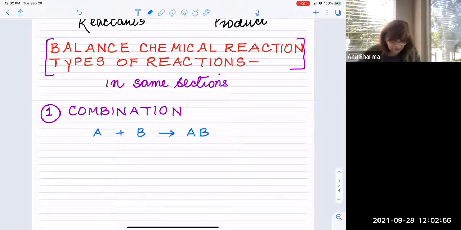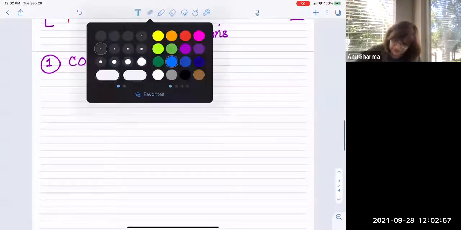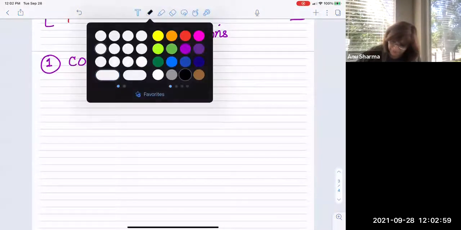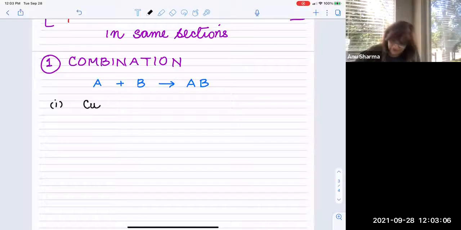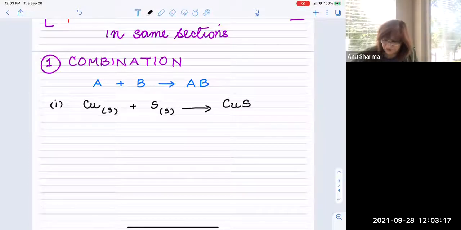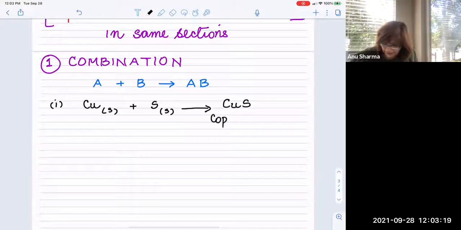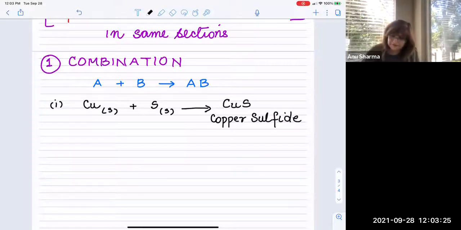For example, a simple combination reaction is copper, a solid, reacting with sulfur, also a solid. You heat the two together, and they are going to produce copper sulfide. The names and the symbols are important. Copper sulfide. Okay, this is one simple example.